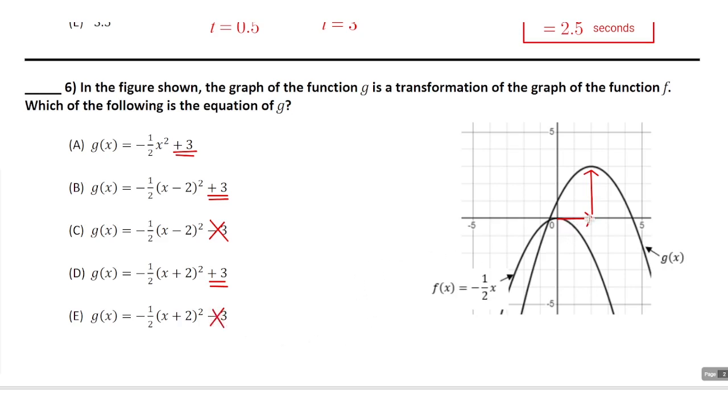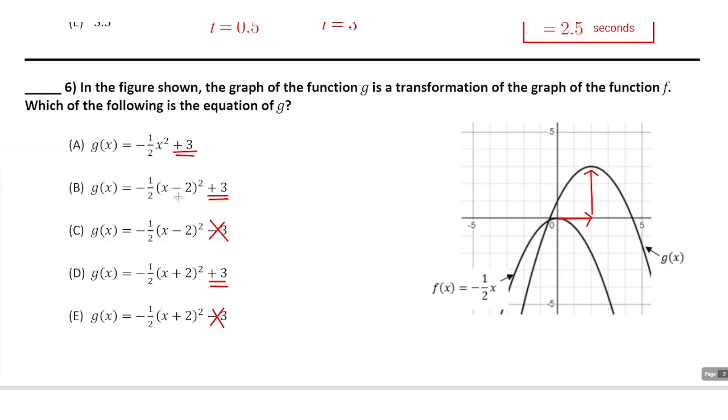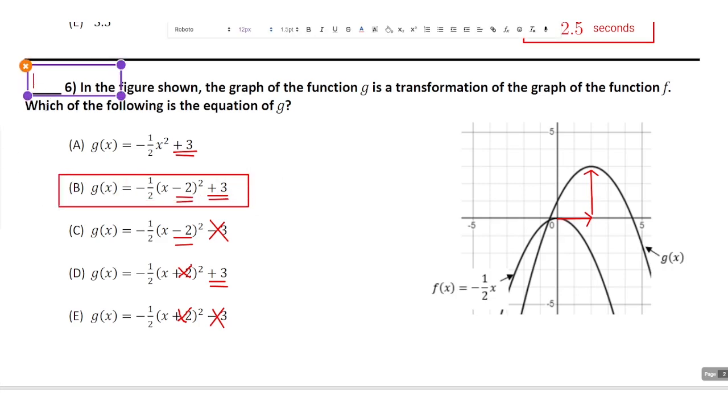The other thing is the shift to the right, and this is where it gets a little confusing because we are shifting it to the right 2 units, but because of the way these functions are written, if you want to shift to the right 2 units, you're actually going to have a -2 in the parentheses. So this would be correct, this would be correct, this would not be correct. This would actually be a shift to the left. So the only equation that has everything in the right place is going to be B. That's because we had 2 shifts: a shift right 2 units and a shift up 3 units. And that's it for number 6.